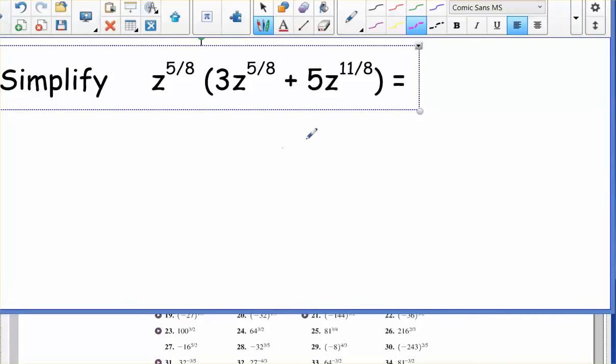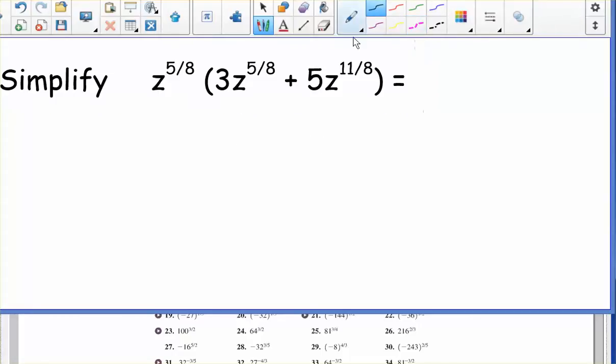Now, I do have one more example, and there's a couple of these like this in the homework, so I'll take the time to go over one more example with you. And I'm going to use what I call the distributive law. I have z raised to the 5/8 times this binomial, 3z to the 5/8 plus 5z to the 11/8. So we're going to distribute this z to the 5/8 to both terms.